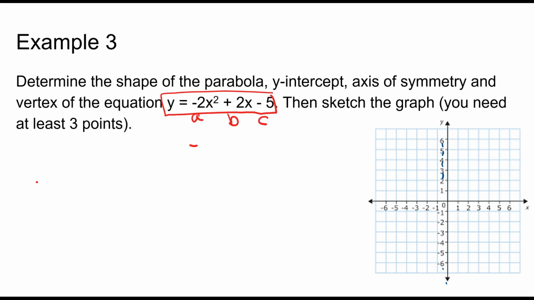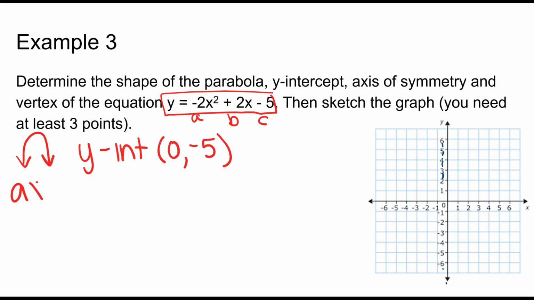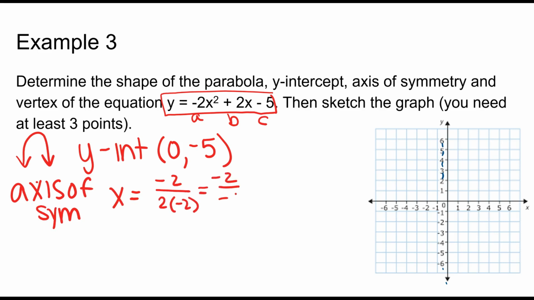So our a value here is negative, so our shape is going to be going down. Our y-intercept is the c value, so 0, -5. And the axis of symmetry is what requires a little bit more work here. It's going to be the formula opposite of b over 2a. So we're going to end up getting -2 over -4, or +1/2.